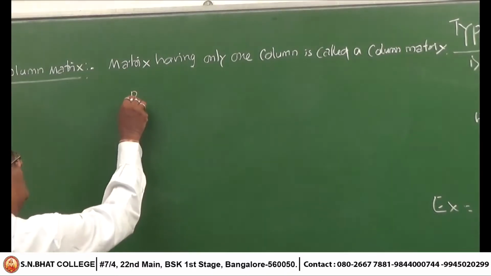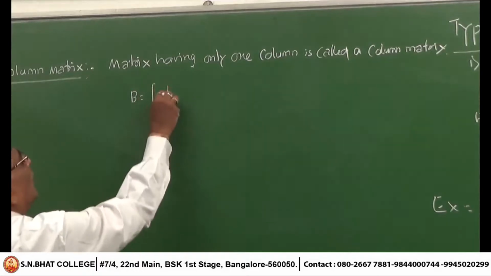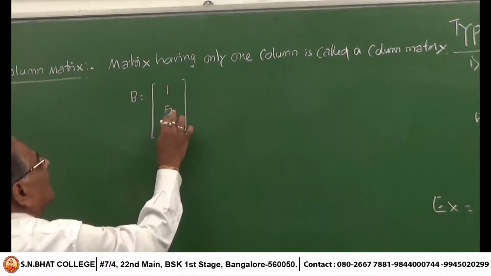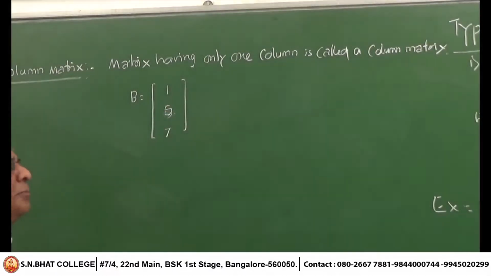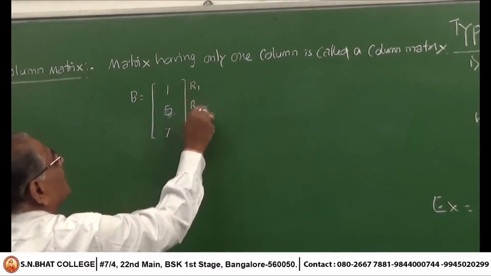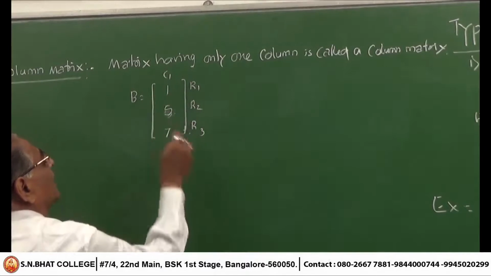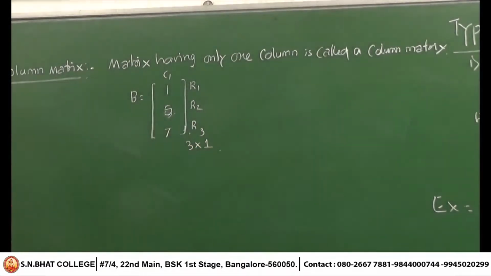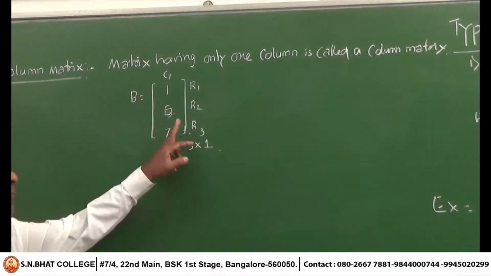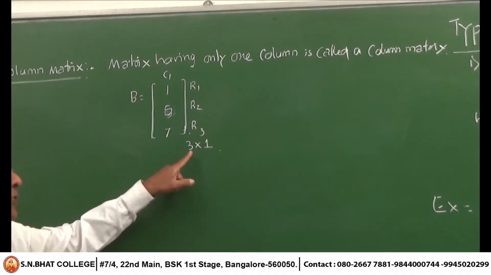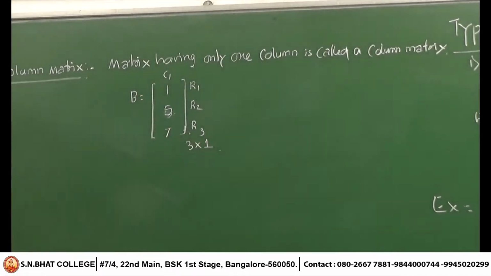Example: B is equal to 1, 5, 7. This is an example of a column matrix because it has only one column, but it has 3 rows. Therefore, the order is 3 cross 1. First you have to write the row number, next you write the column number. It has 3 rows and only one column, so the order is 3 cross 1.